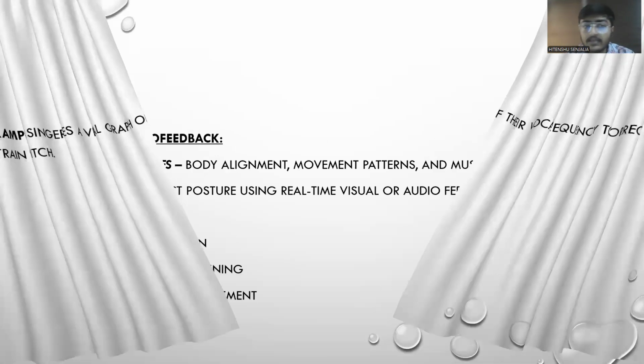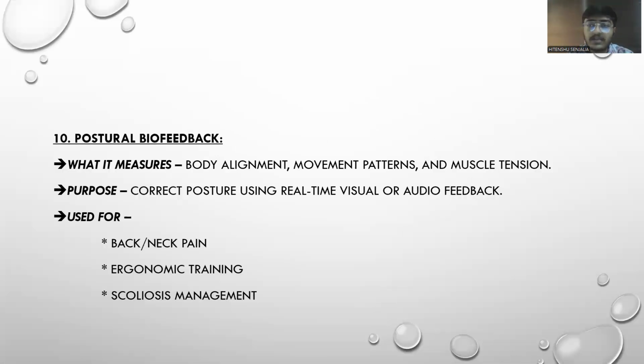Now you can see another type of biofeedback, which is postural biofeedback. It measures body element, movement pattern, and muscle tension. The purpose of using it is to correct posture using real-time visual or audio feedback. It is used for patients who have back pain, neck pain, ergonomic training, and scoliosis management.